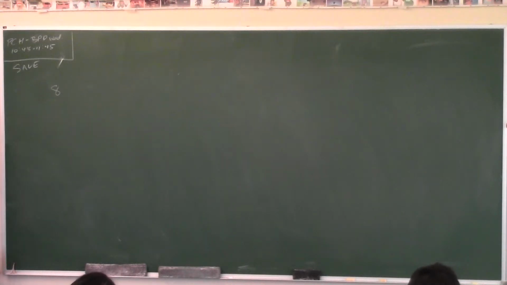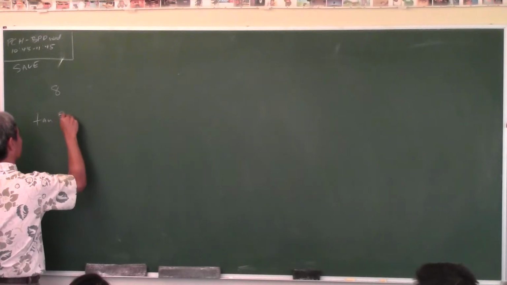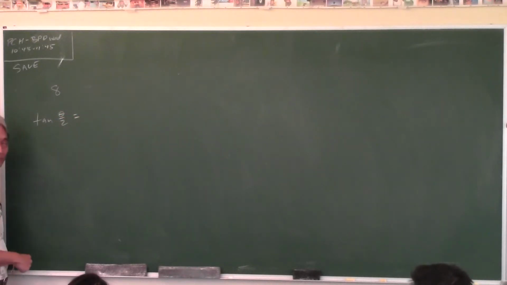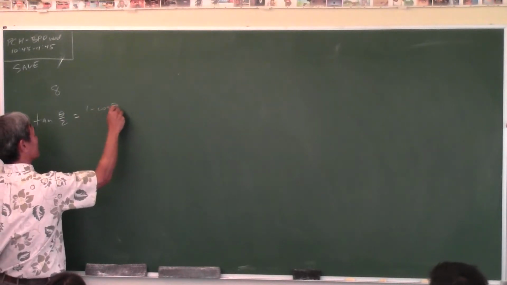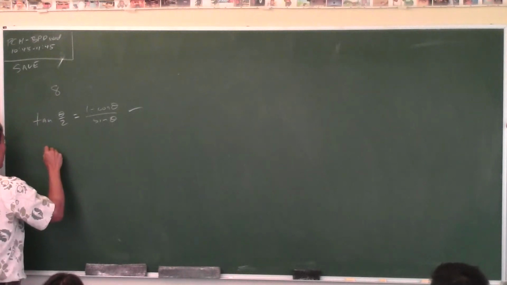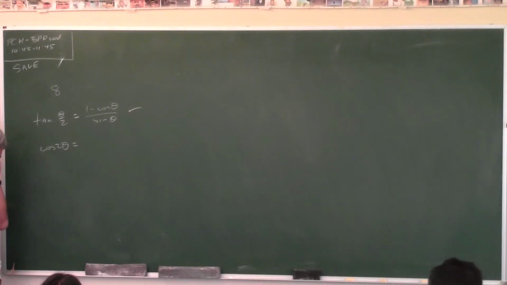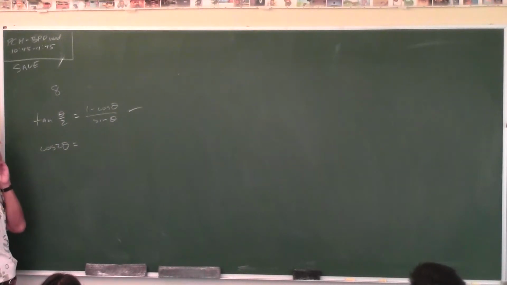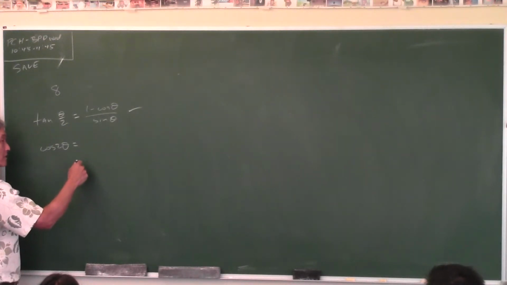This is something you're supposed to know. Okay, I wait for the class. Yamashita. 1 minus cosine theta over sine theta. Okay. Sure. Yung. Cosine 2 theta. This is what I just did.